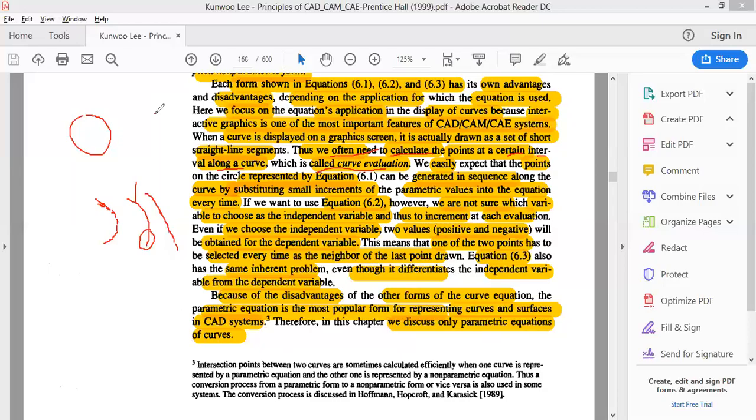What should be the intermediate values? What should be the length of the smaller lines? And the incremental distance, that is, the smaller lines also have to be evaluated whether it is okay or not. So if you choose an independent variable, two values are going to appear, one positive and one negative value. If we have to obtain this, then this is going to depend upon the dependent variable. So every time we are going to select a neighboring point from the last drawn. So that is what is going to be helpful.